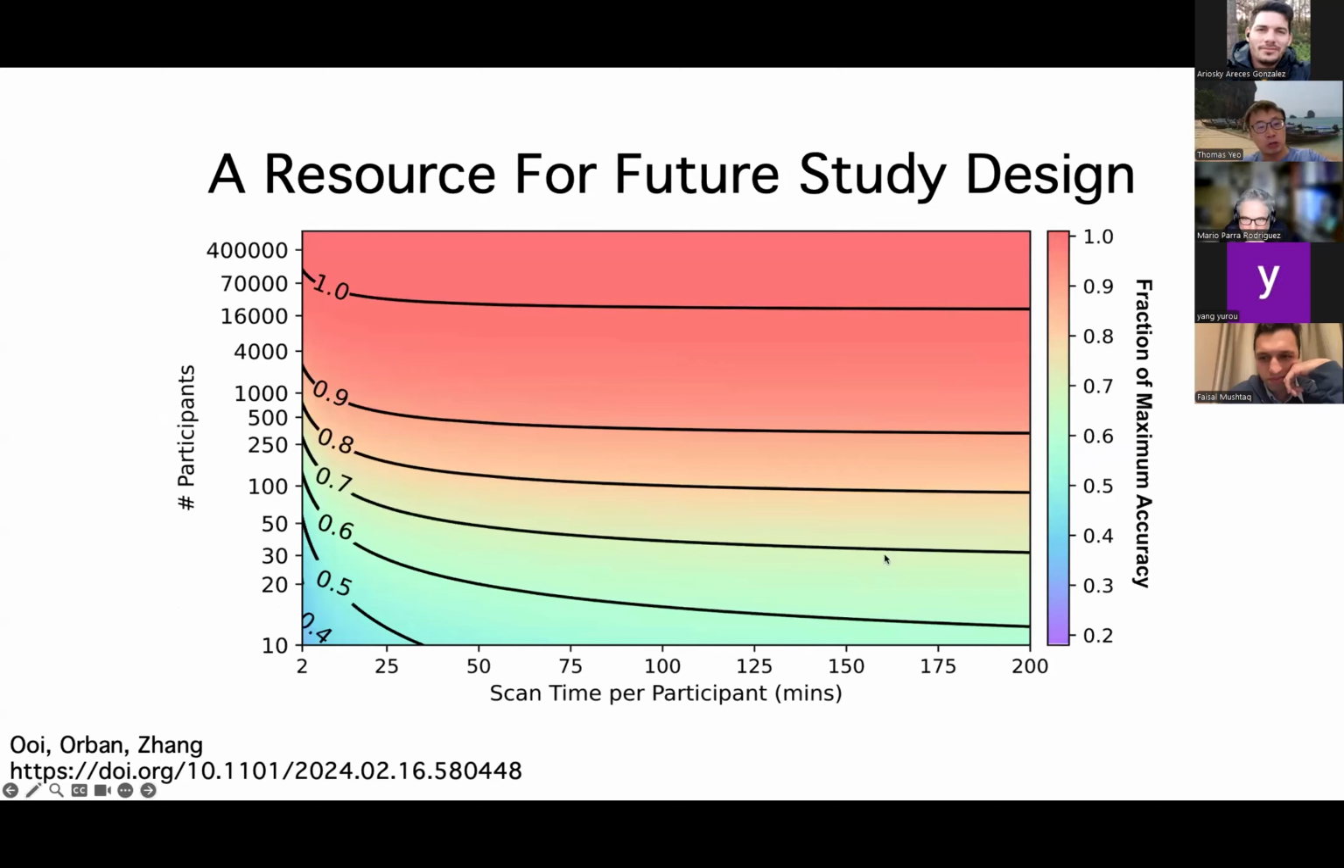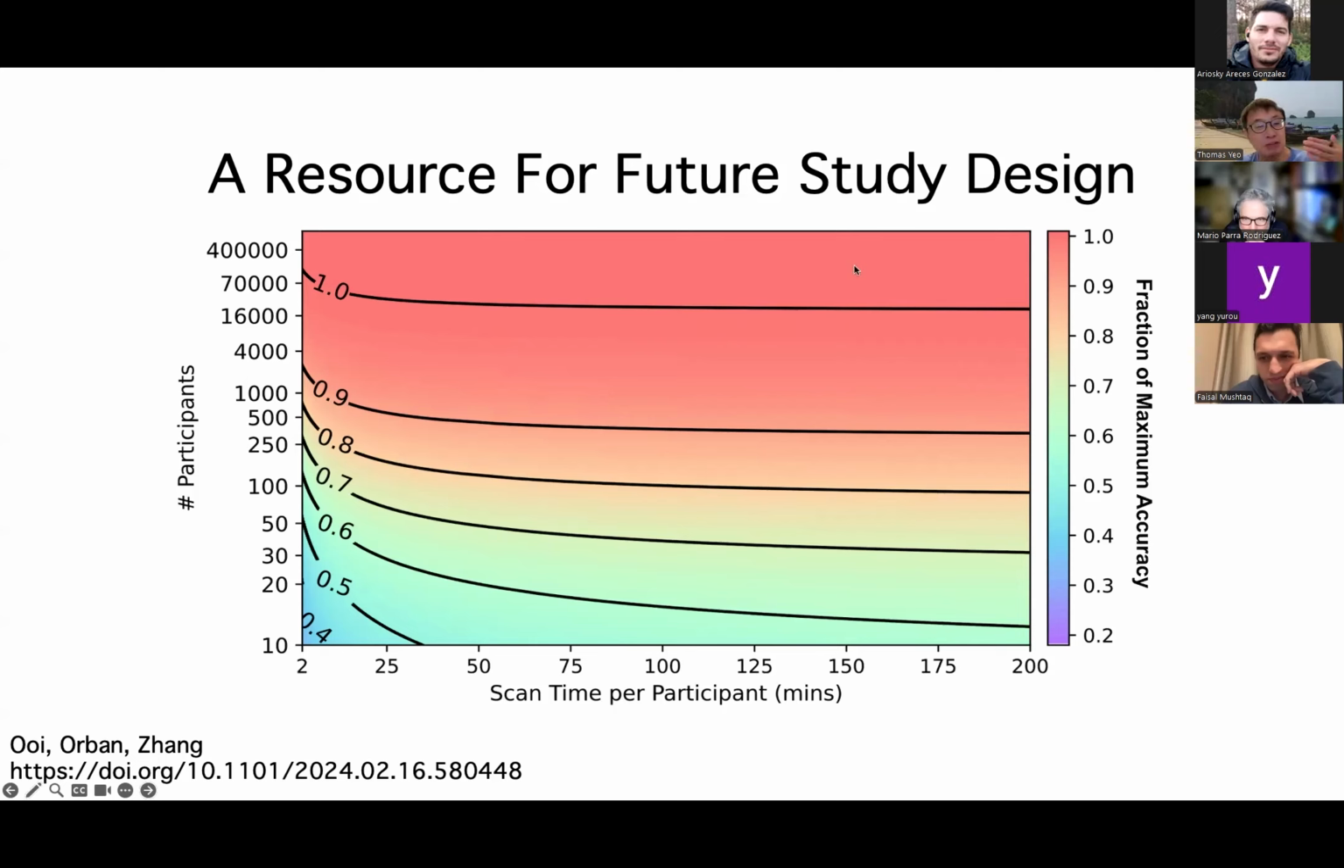By averaging across 76 phenotypes across the 6 data sets, we get this plot. This is the plot of maximum accuracy as a function of the number of participants and the scan time per participant. As we go along this black isocontour line from left to right, the fraction of maximum accuracy is constant. As we go from left to right along the black isocontour line, the total scan duration actually goes up because sample size is more important than scan time. So as we increase the scan time per participant, we can decrease sample size, but not so much.